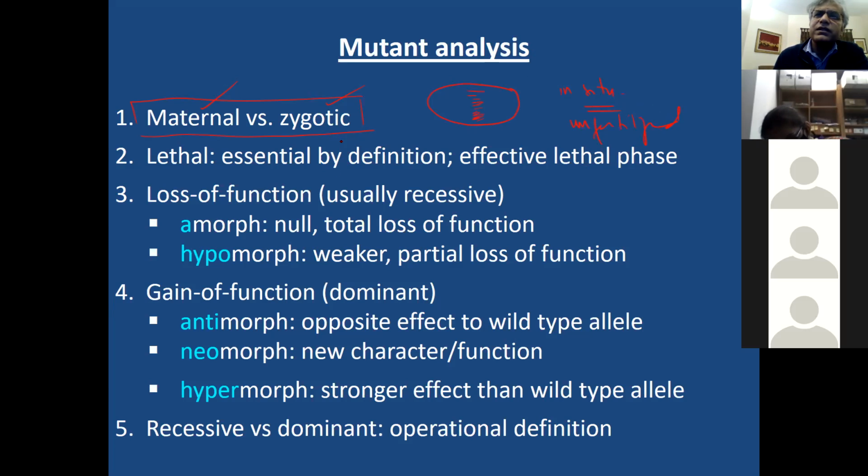Then we also try to see if it's lethal. If it is lethal, lethal means the mutation in this gene is causing death. It means this is an essential gene, an extremely essential gene.